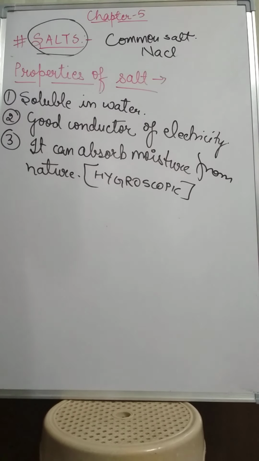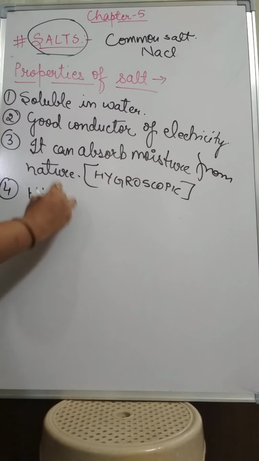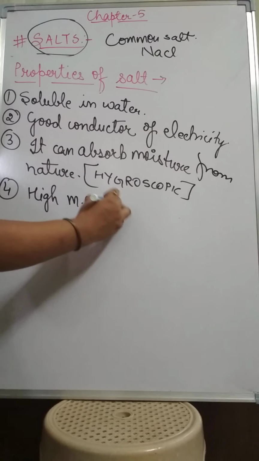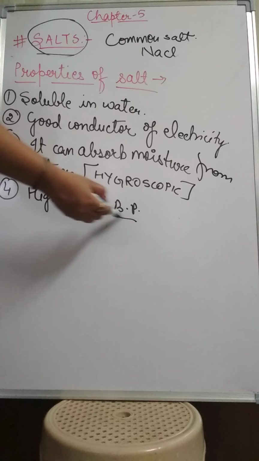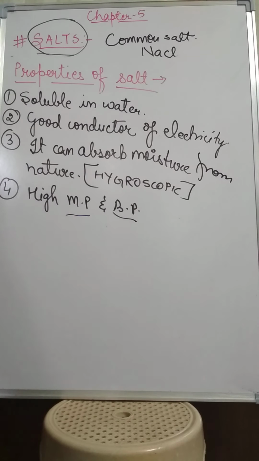Okay, next is it has high melting and boiling points. High melting point and boiling point. So these salts can sometimes be used in baking without an oven. Okay, we can bake things without an oven with the help of salt because they have high melting and boiling points. Clear?